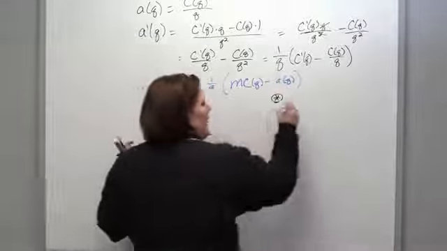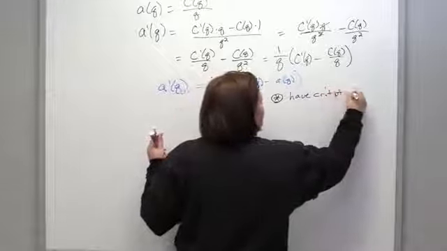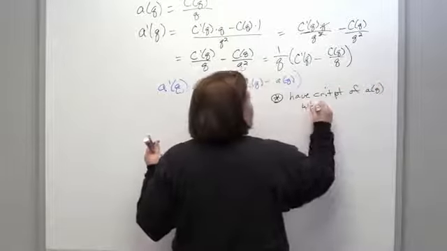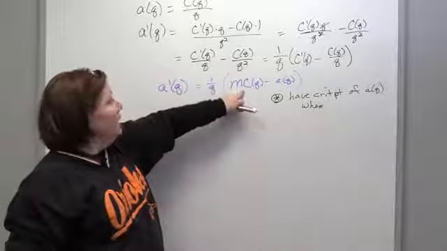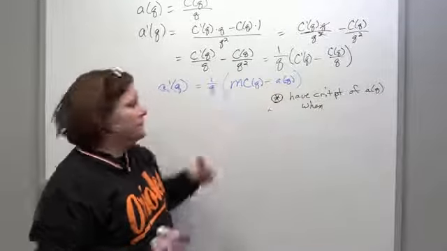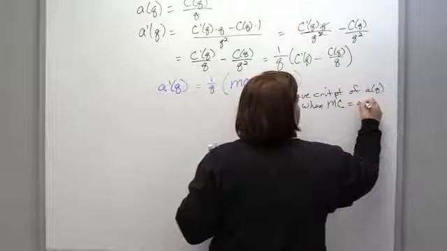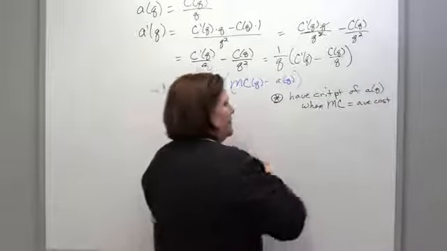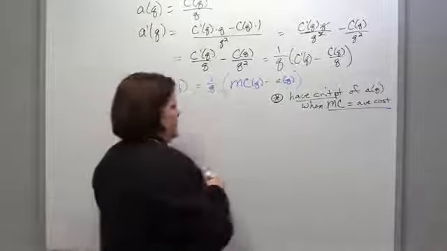One is that we have a critical point of average cost. Normally we'd set this equal to 0. Well, when we do the algebra on this, that would be when these two are the same thing: when marginal cost equals average cost. So I'll just write it in words: we have a critical point when marginal cost equals average cost.